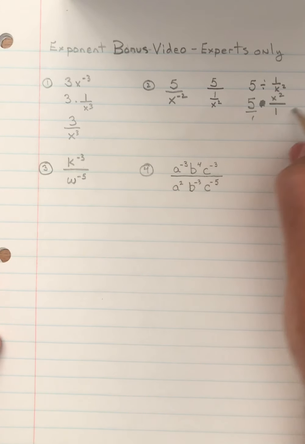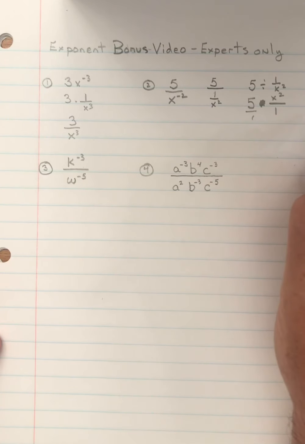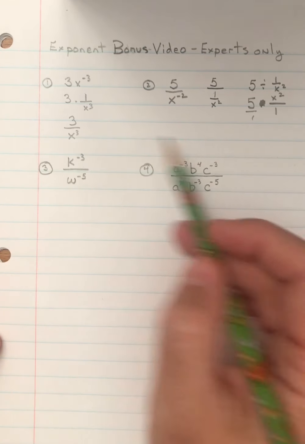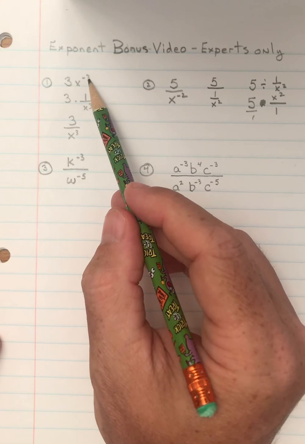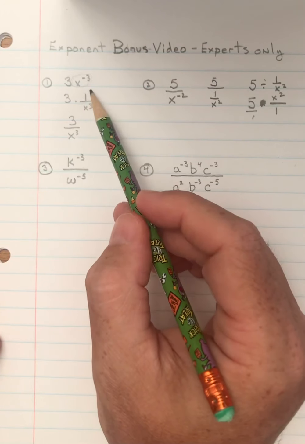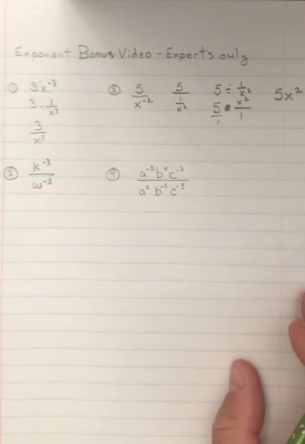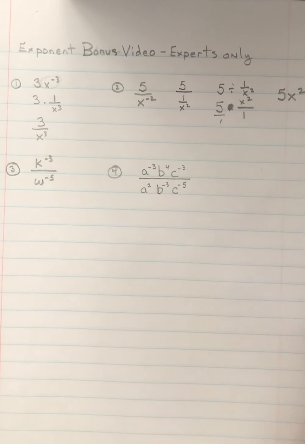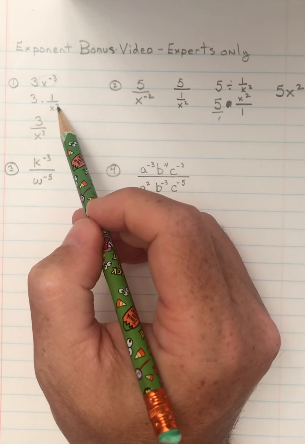Now if I multiply this across, I end up with 5 times x squared over 1. Now, the idea here is, in both these cases, I didn't explain it to you this way the first time. When you have a negative exponent, basically what it does is it takes that term and puts it into the denominator. This becomes 5 x squared. Okay. It puts it into the denominator.